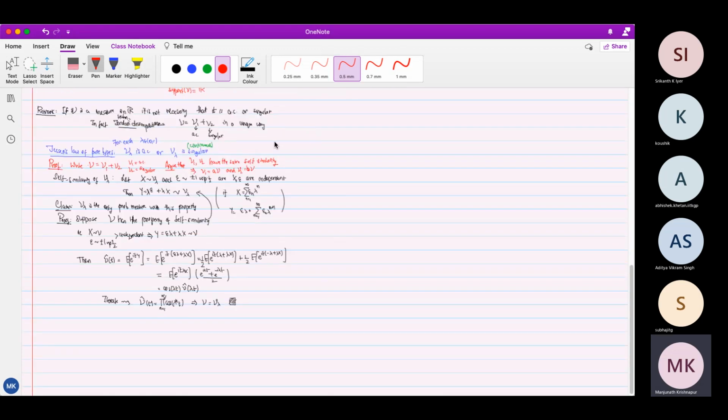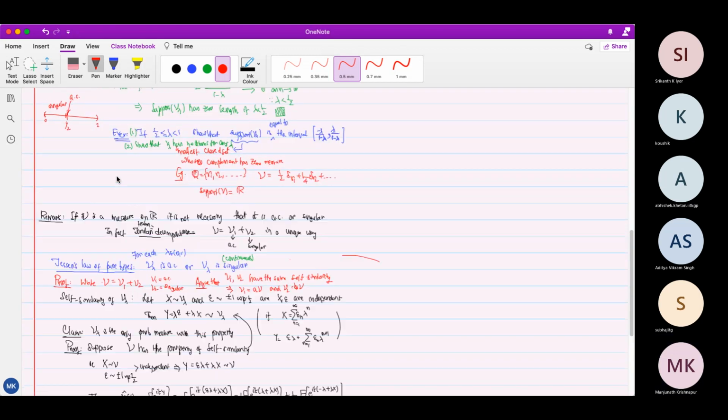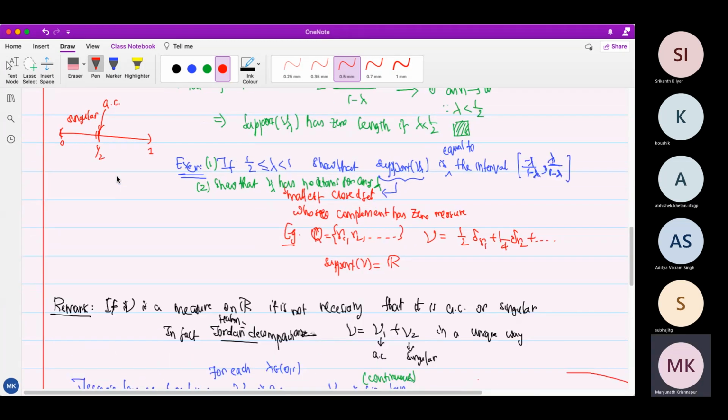Oops, what happened? I didn't want to do this. How do I enlarge? Zoom out. Oh, zoom in. Okay, I hope this is okay.